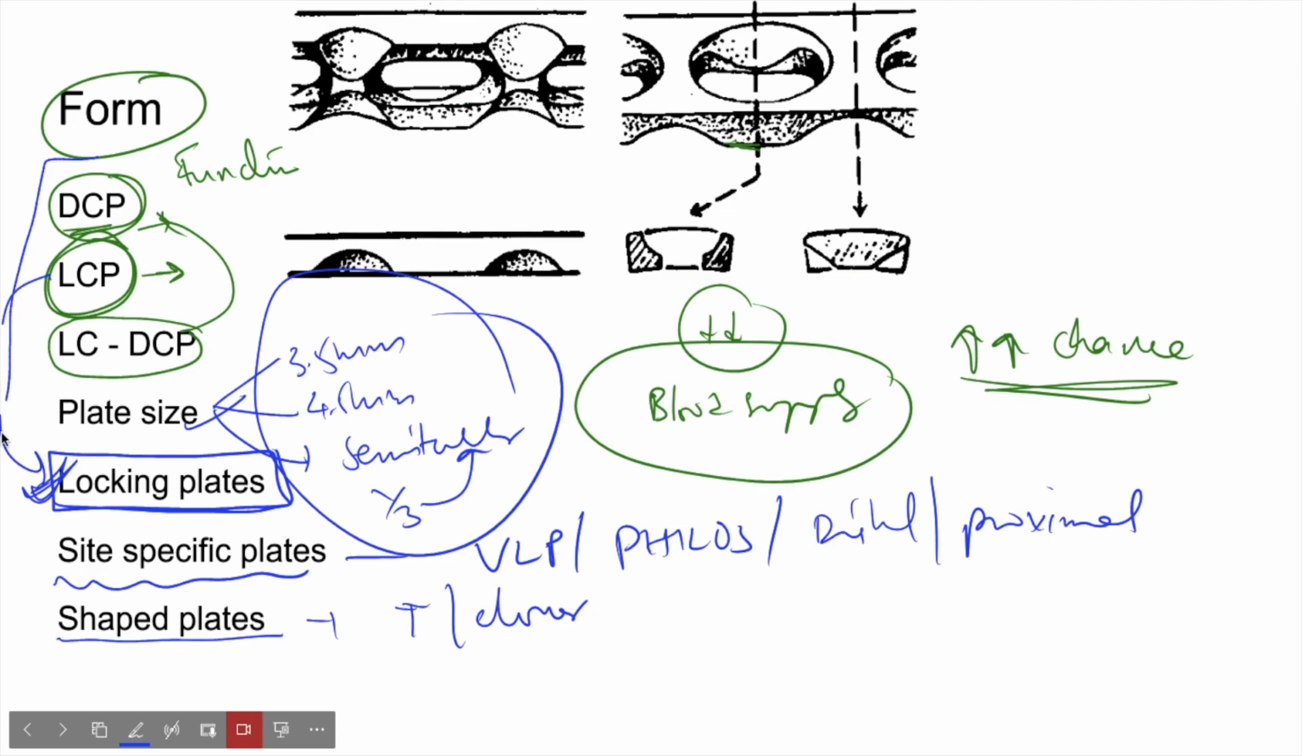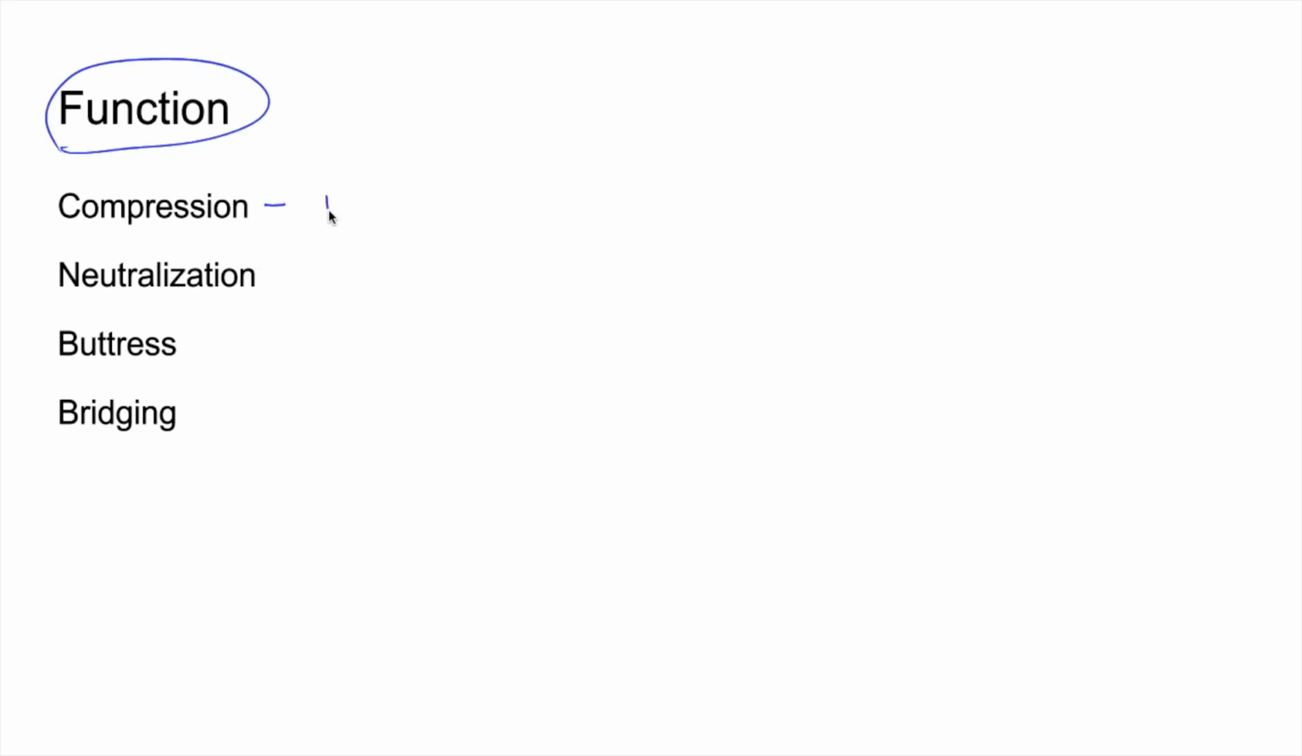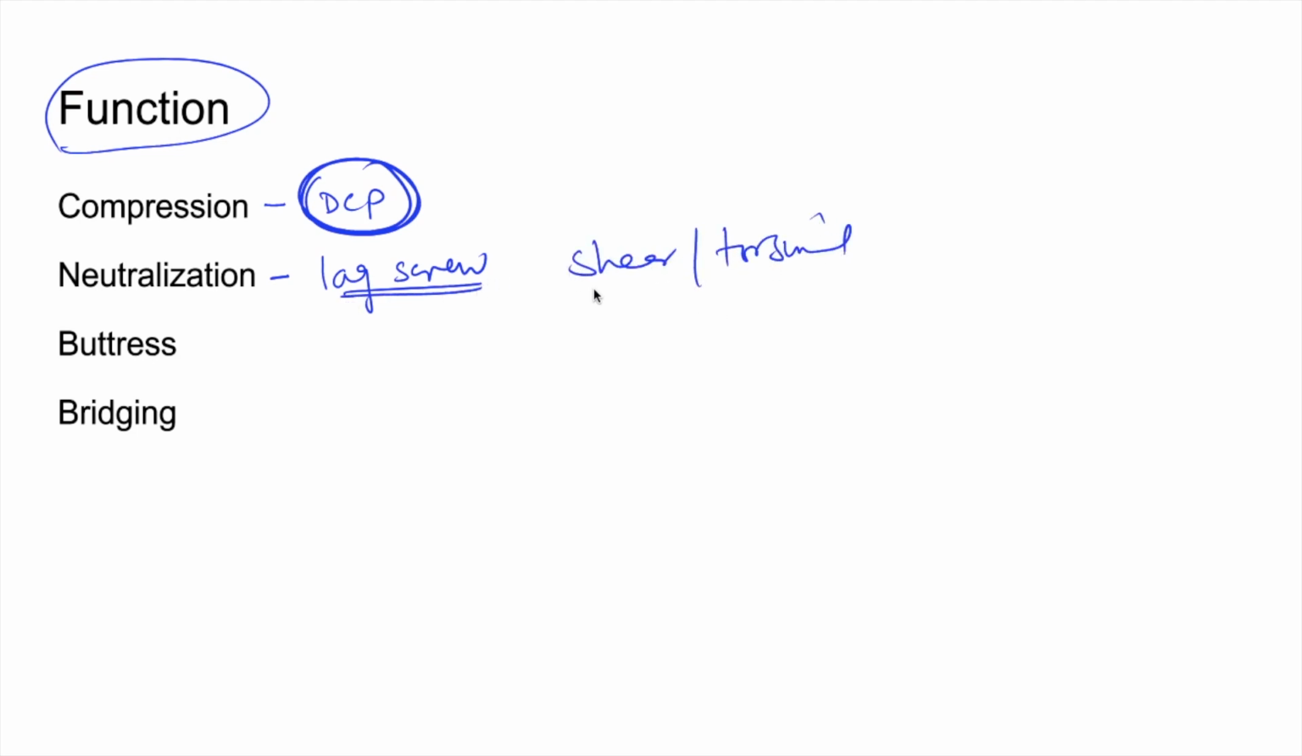So you can classify the plates based on their form into various forms like DCP, locking compression plates, LCDCP or low contact dynamic compression plate, locking plates, plates based on size, site specific plates, and different shaped plates. They can be further classified by the function that they perform. We most commonly use the dynamic compression plate in the compression fashion, so this is called compression plating. Then a neutralization plate is when you use a plate to neutralize or prevent the shearing or torsional forces on a lag screw that you have applied.